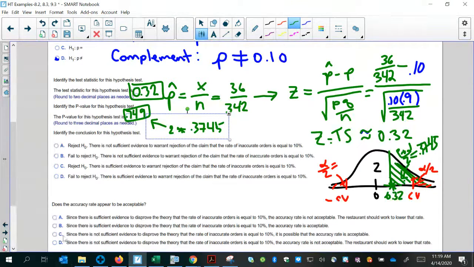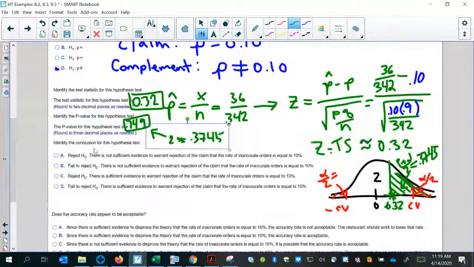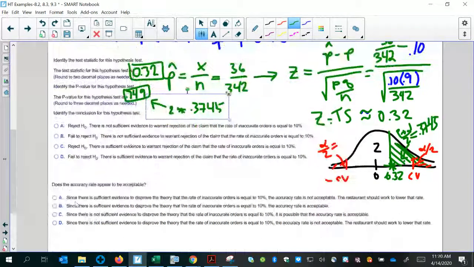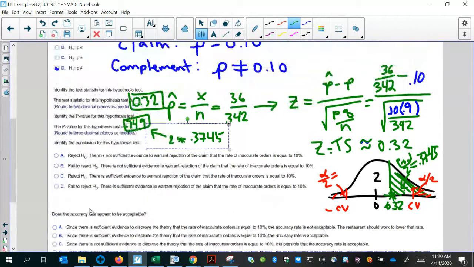Okay, finally, we have, I think, two more steps here. We're going to identify the conclusion about the hypothesis test. So that's determining whether we reject the null hypothesis or fail to reject the null hypothesis. And then we will talk about the conclusion as it relates to the claim. All right, so it says identify the conclusion for this hypothesis test.